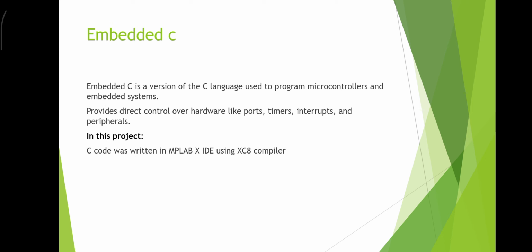Then what about embedded C? Embedded C is a version of the C language used to program microcontrollers and embedded systems. So it directly provides control over hardware like ports, timers, interrupts, and peripherals. In our project, the C code was written in MPLAB using the XC8 compiler.